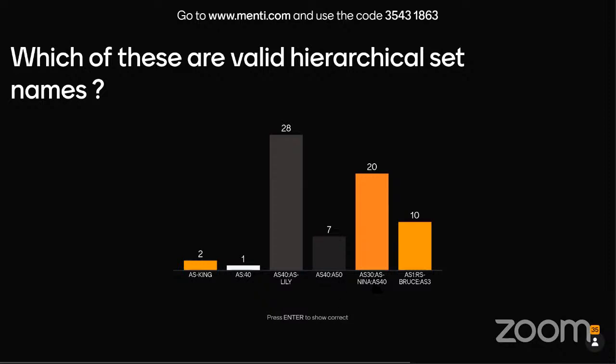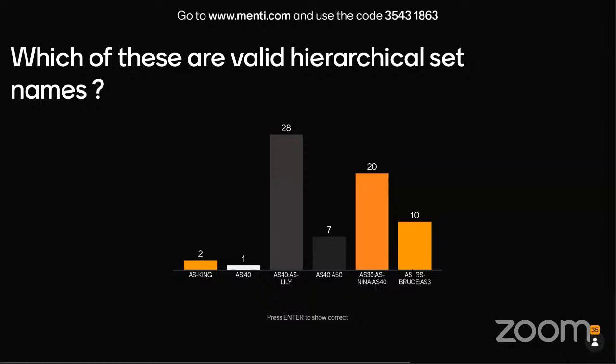Now, this is the fifth one. We have AS30, which is a valid AS, then the colon and the AS set Nina, which is a valid AS set name, and then a colon and AS40, which is another AS name. Strangely enough, this is correct. Like I said, you can have an AS name somewhere within the set name, but the first two cannot be AS. So this is correct.